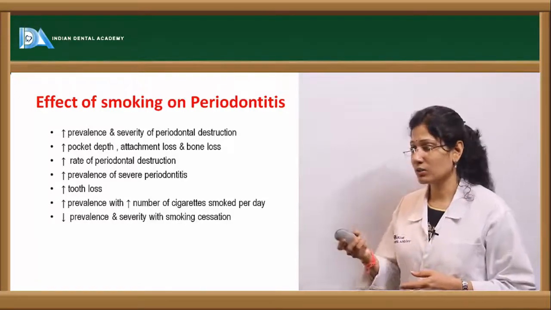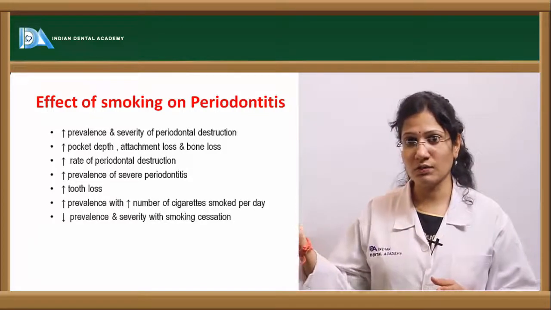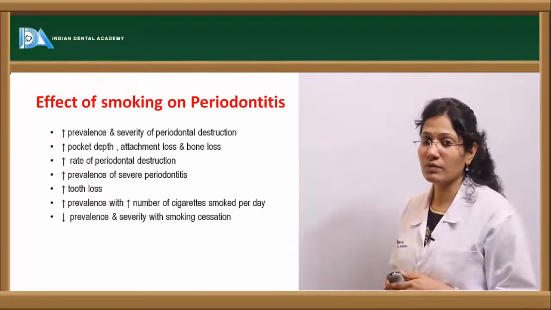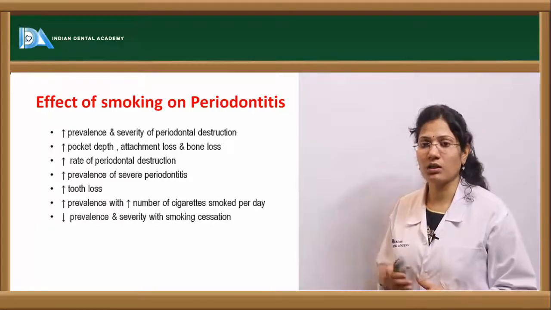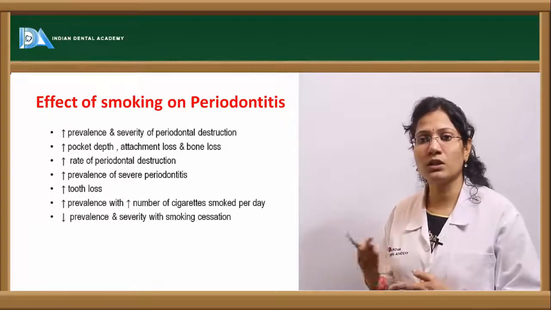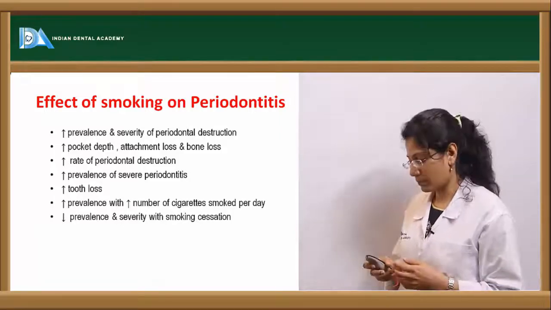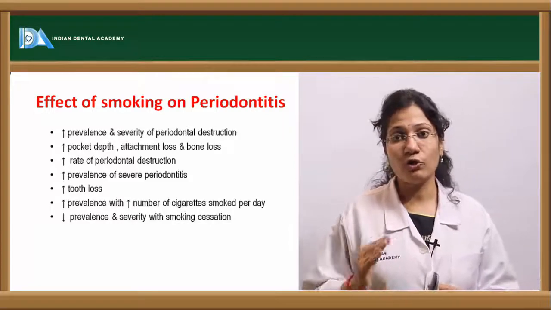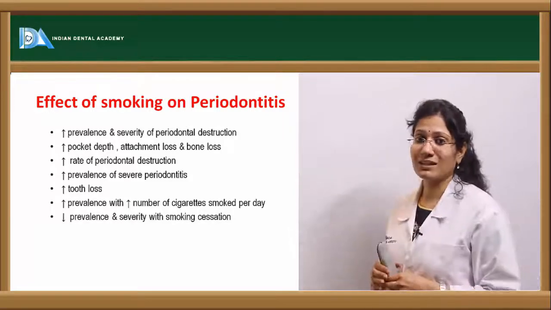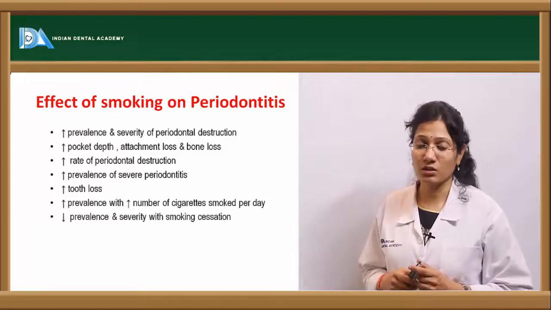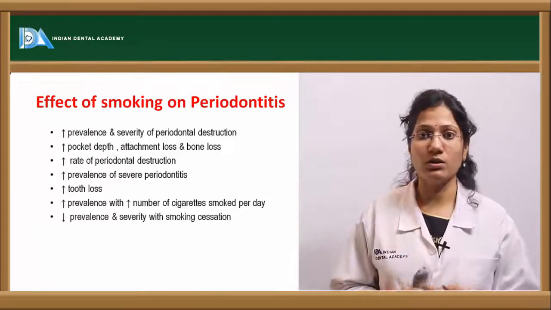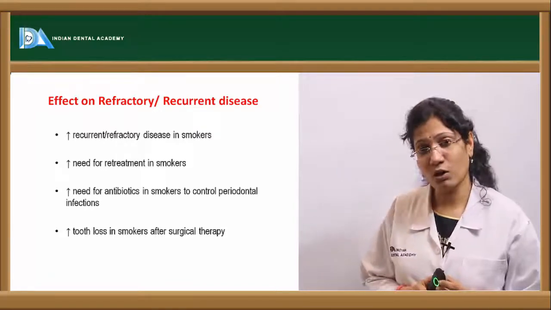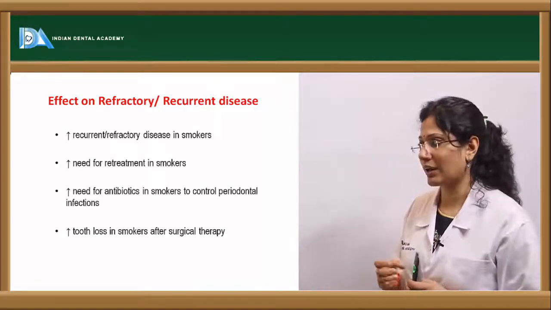The second last point, as shown on the slide, is the increased prevalence of periodontitis with the increased number of cigarettes smoked per day. The number of cigarettes you smoke per day increases the prevalence of periodontitis. Now, the last point: the cessation of smoking can decrease the prevalence of periodontal diseases. What is the effect of smoking on refractory periodontitis or recurrent disease?